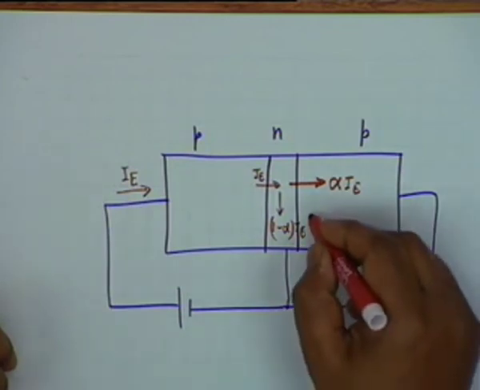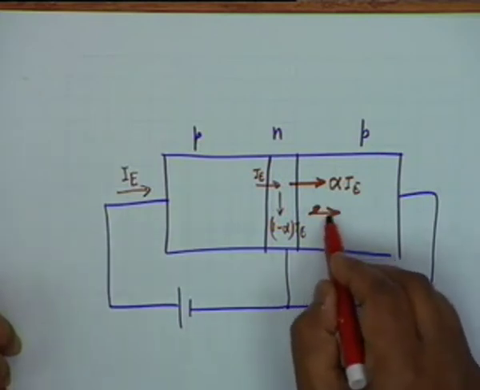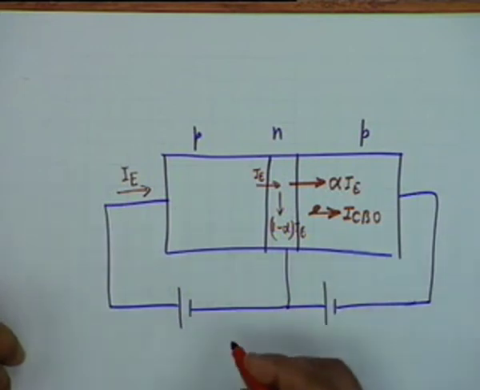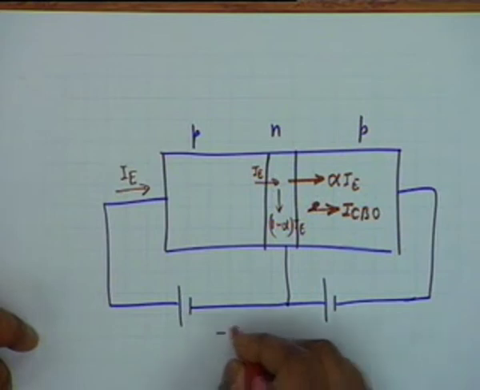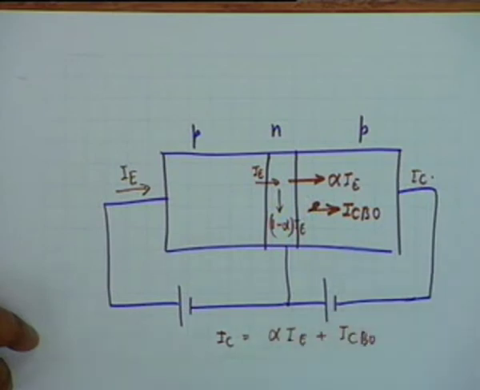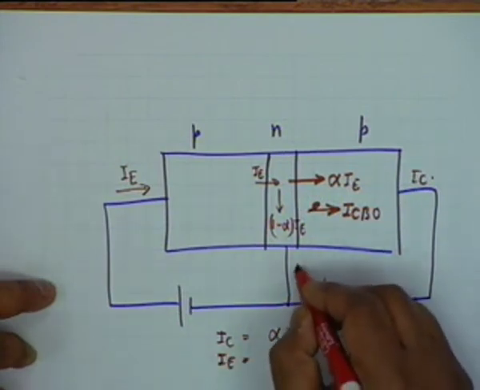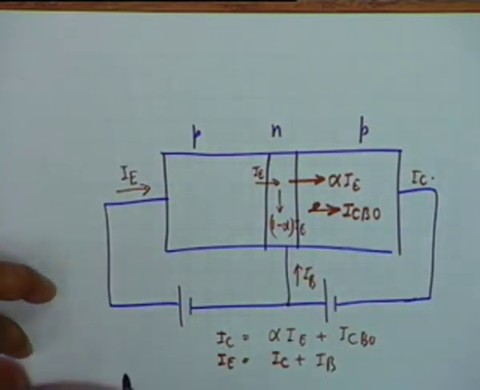In addition, there is a current. Which direction now? Same. That is I sub CBO. All right. So you can also now write a relationship for the base current. This is also obvious now. It is obvious that I sub C is equal to alpha I sub E plus I sub CBO. I sub E equal to I sub C plus I sub B, as in the NPN transistor.